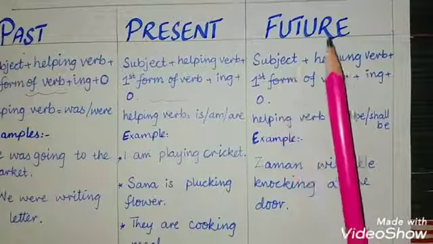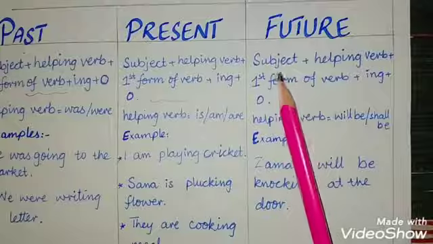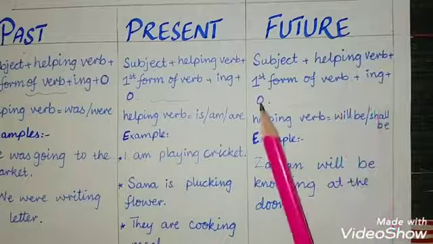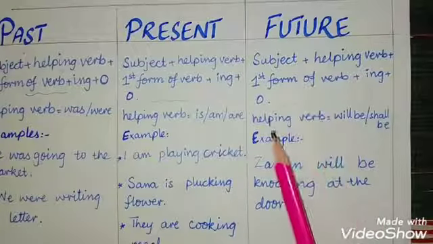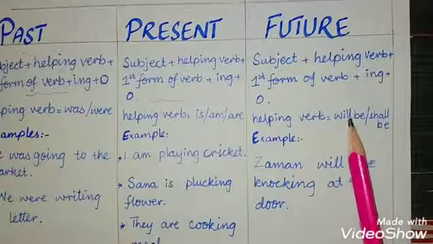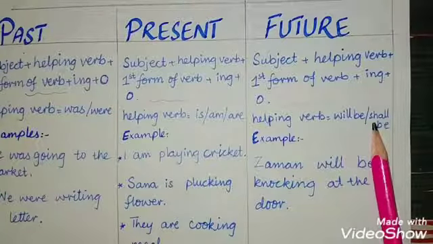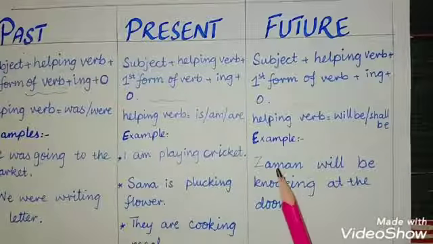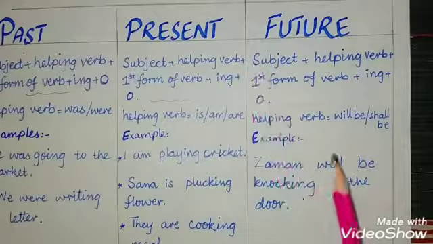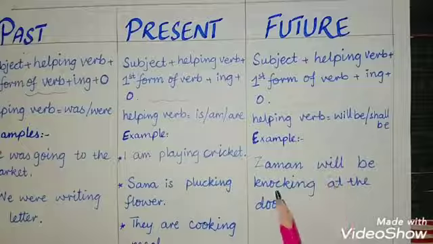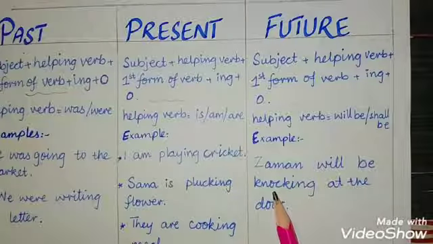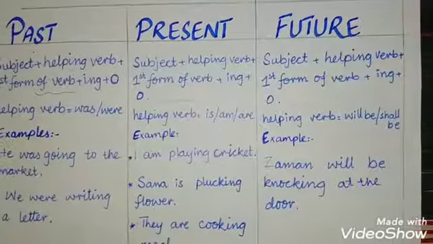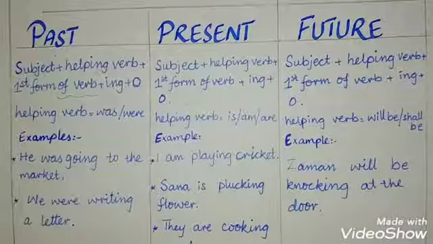Next is future continuous tense. Subject plus helping verb plus first form of verb plus ing plus object. The helping verbs of future continuous tense are will be or shall be. For example, Zaman will be knocking at the door. In this sentence, Zaman is the subject, will be is the helping verb, knocking is the first form of verb with ing, and the door is the object. So this is the formation of all three continuous tenses.